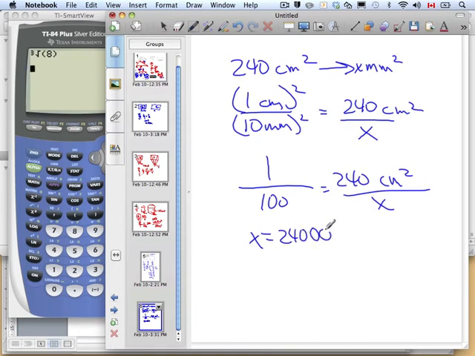And x will be 24000 millimeters squared. If I convert that to scientific notation, I'm going to go back 1, 2, 3, 4 places. It's 2.4 times 10 to the 4. I need 3 significant figures, though, so I have to write my 0 in there to keep 3 significant figures. And that is my answer in millimeters squared.